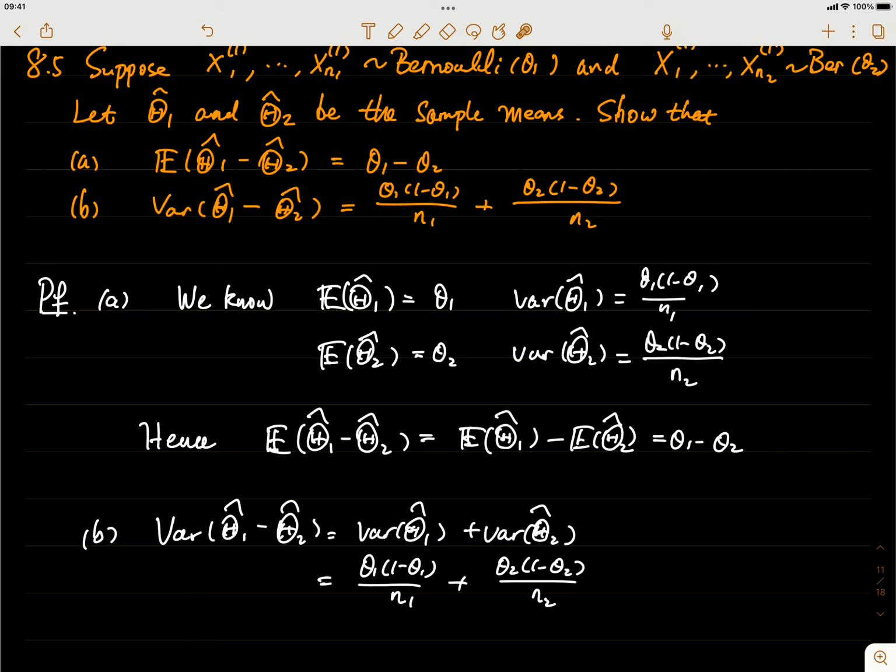The second thing is that even though you have a negative here, we should have the variance of the negative of theta 2 hat, but remember that when you pull a constant out of the variance, you should square it. So negative 1 squared becomes positive 1. That's why we just have the variance of theta 2 hat here. We already know they have their own variances, so we just put that back in here and we get the variance of their difference.